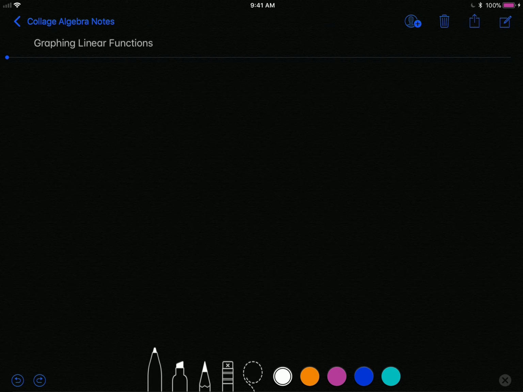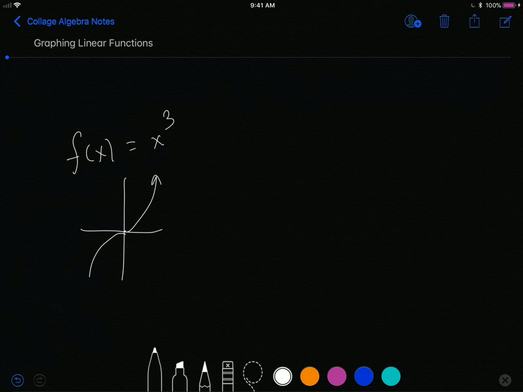Alright, today we're looking at graphing linear functions and interpreting equations of linear functions. First things first, there's a simple concept here of making a sketch. So if I have a function f of x equals x cubed, the graph of this looks kind of like an S. If you turn it on its side, maybe it looks like an S, who knows, right?